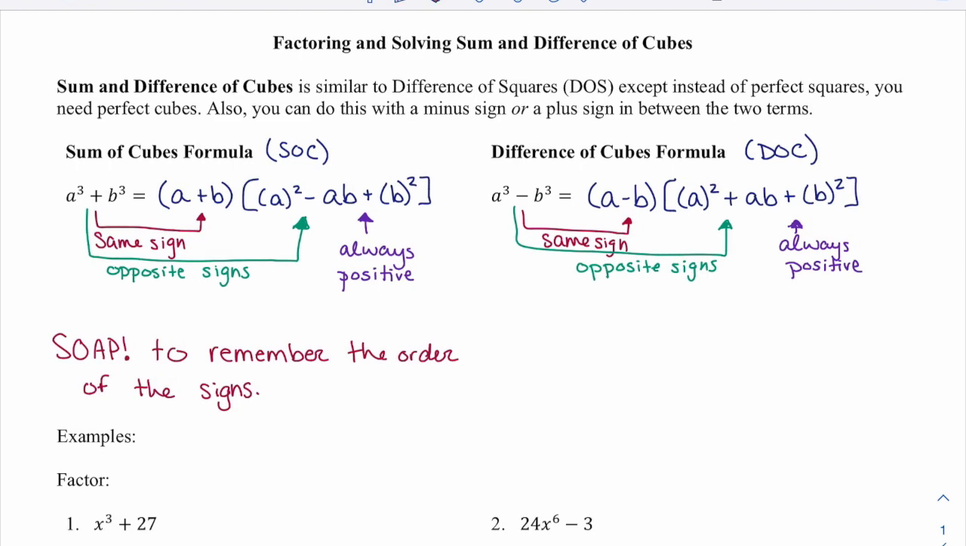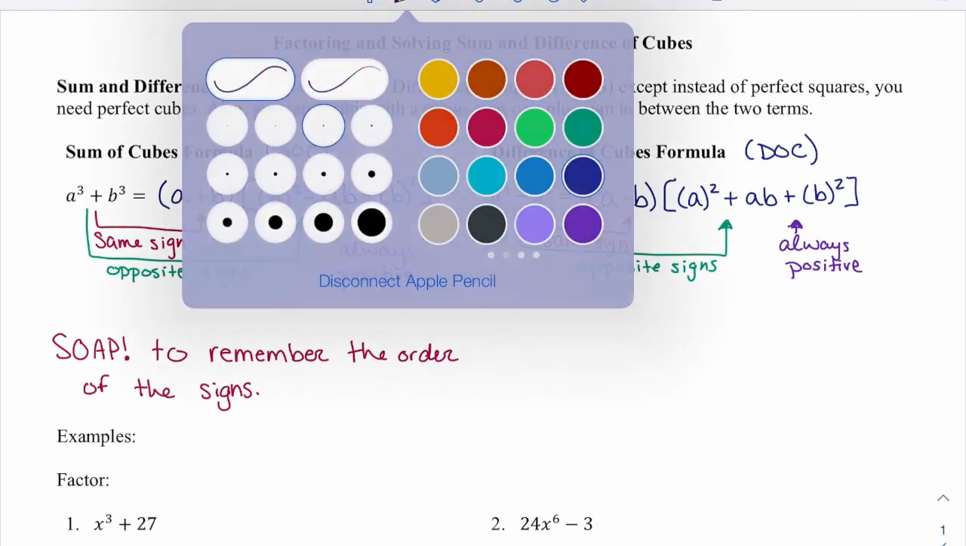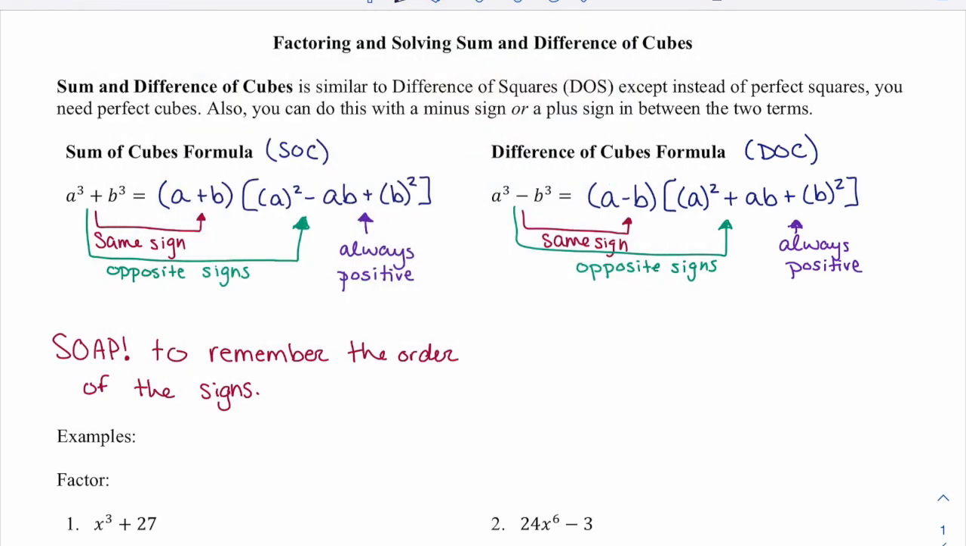Now, A and B can be found by taking the cube roots of your two terms. So A is always going to be the cube root of your first term, and B is always going to be the cube root of your second term.